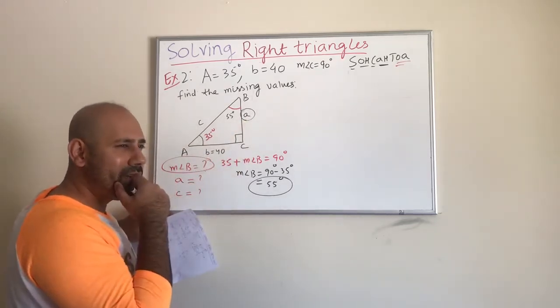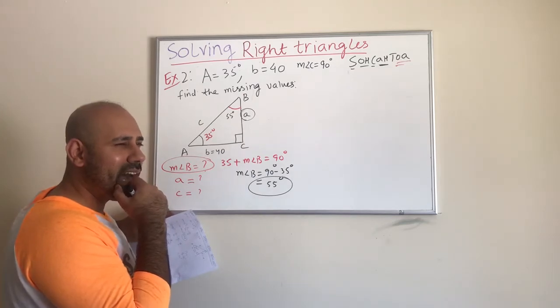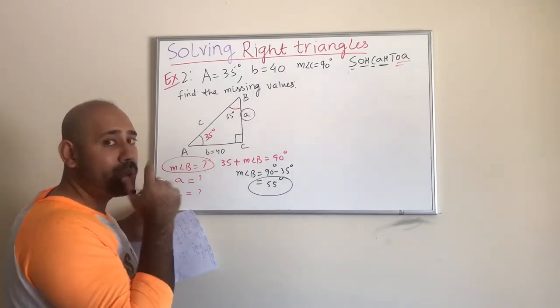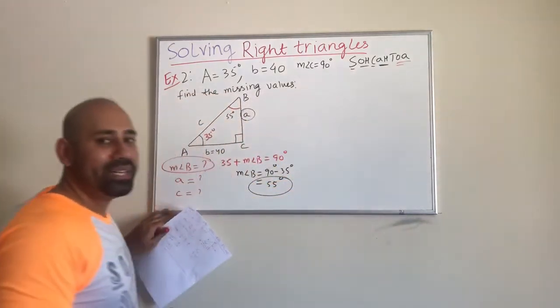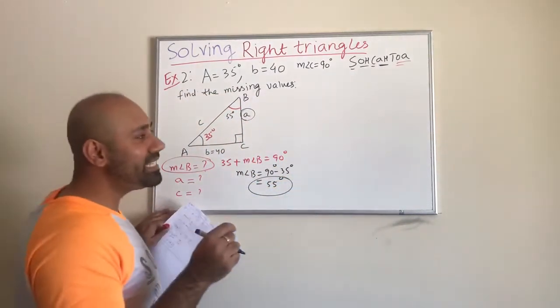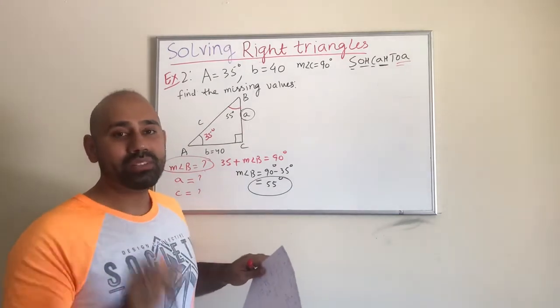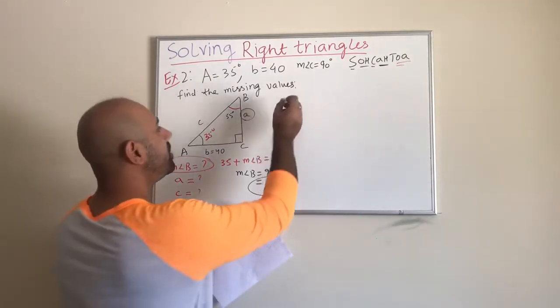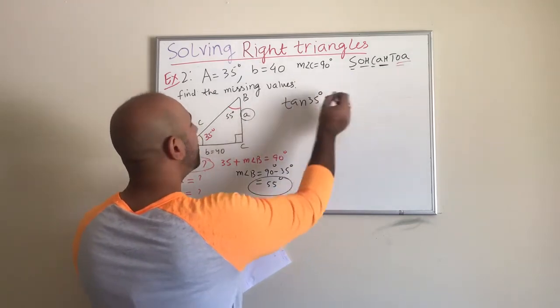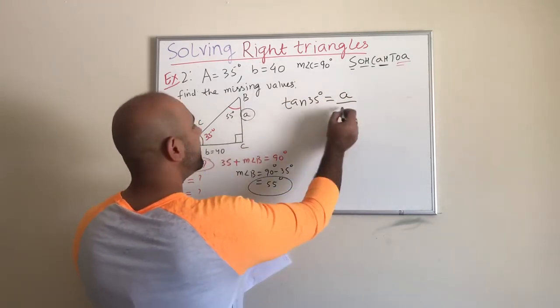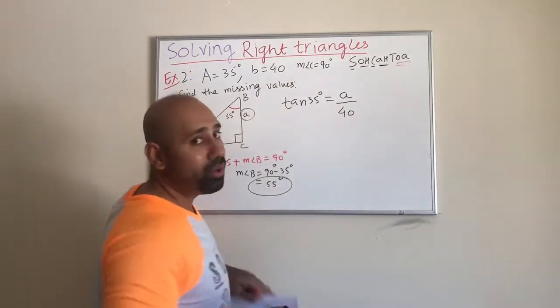Hey, what is a trig ratio or trig function that relates opposite with adjacent? Don't think too hard, guys. If you have this in front of you, you can quickly see that the tangent is that trig function or ratio which relates opposite with adjacent. So I'm going to write tangent of 35 degrees equals opposite, which is A, over the adjacent 40. And I have to solve for A.